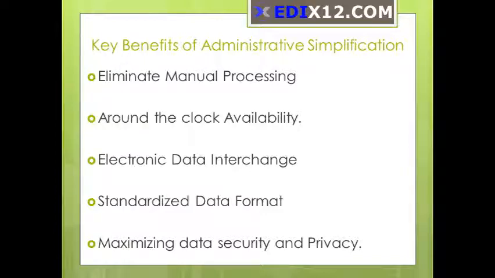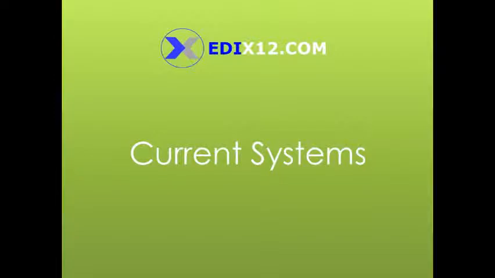There is further information about administrative simplification available on the Health and Human Services and Centers for Medicare and Medicaid Services websites. Let's review the current systems of health insurance companies. Before we discuss the current system, let's first understand customer service methods and N-tier architecture.